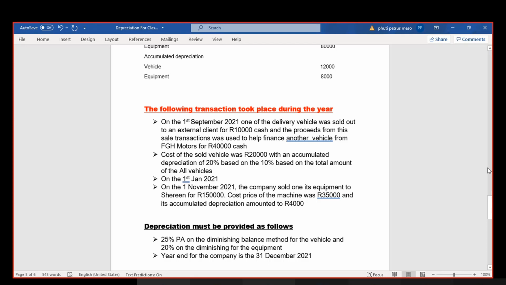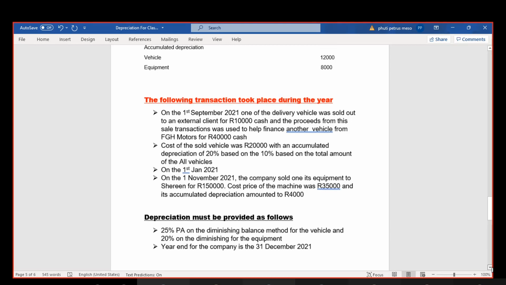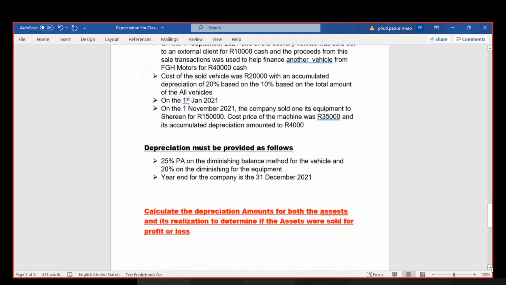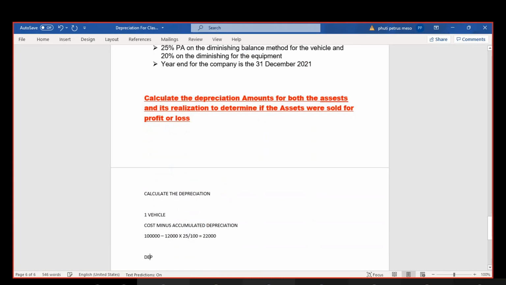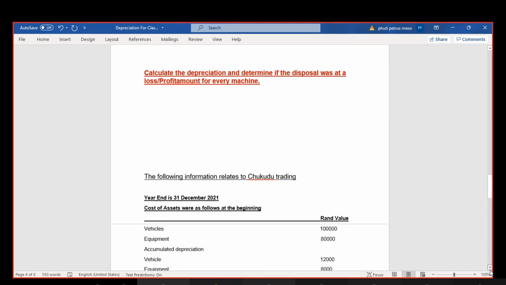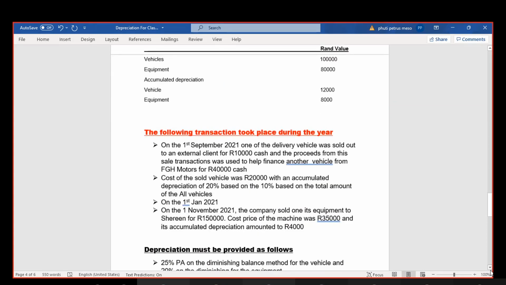Okay, this is what you're going to do. You're going to say depreciation for the sold vehicle. So how much is the cost of the sold vehicle? Sorry, I'm just going to go up and down. But if you look at bullet 2, it says cost of the sold vehicle was 220,000 rand with an accumulated depreciation of 20% based on 10% of the total amount of all vehicles.